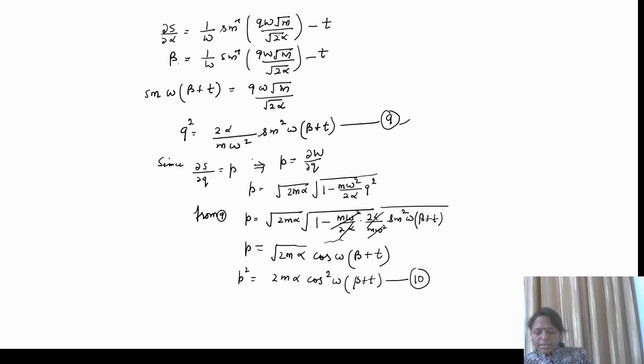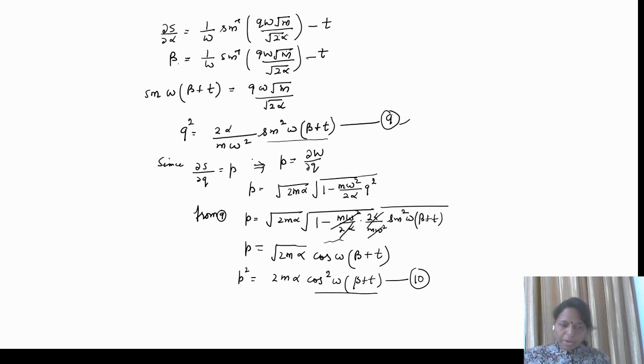Here your P is in terms of alpha, beta and time. Here your Q is in terms of alpha, beta and time. So my purpose is to find these P and Q in terms of initial coordinates. For that I have to find the value of alpha and beta. So you can solve these two equations 9 and 10 for alpha and beta by the simple mathematical procedure. For that procedure you may find sine square omega from here, cos square omega from here, and then you may add the two.